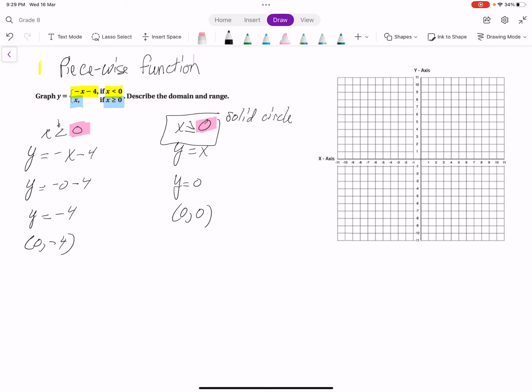This one does not include 0 because it's just less than, not equal to. Well, in inequalities, how do we represent something that is not included? With an open circle. So you see, everything we learned before is coming back now.